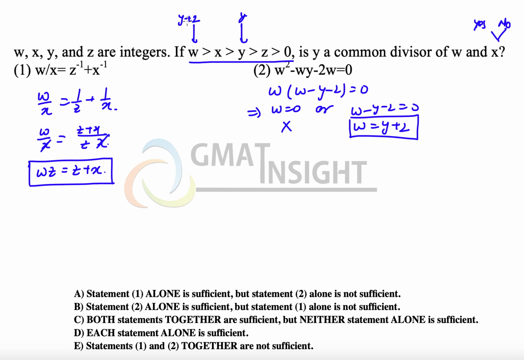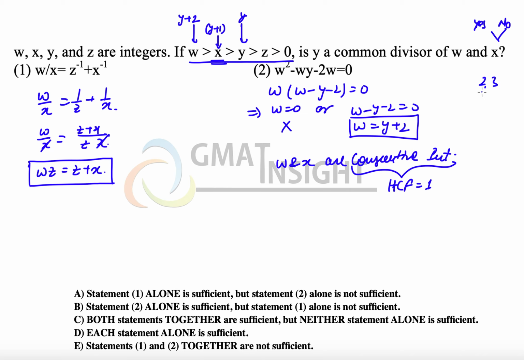Between y and y plus 2, there is one more integer x, and we know that they are all integers. So, between y and y plus 2, what other integer do we know? The answer is there is only one integer, y plus 1. So the second statement helps me understand this easily and quickly, that w and x are definitely consecutive integers, right? And the consecutive integers have highest common factor equal to 1.